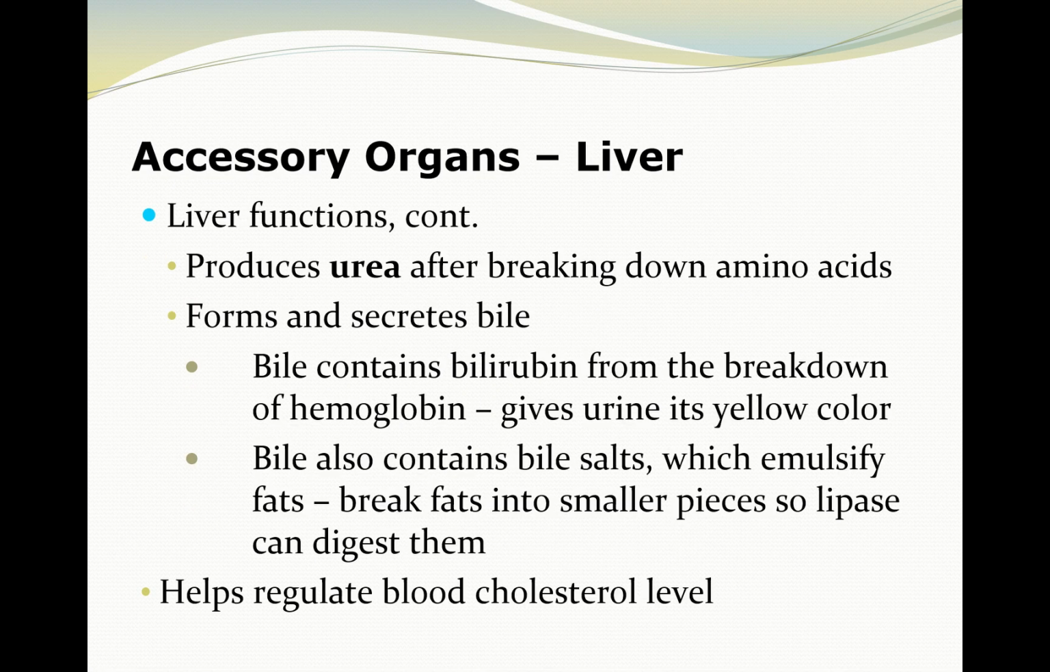All right, so the liver also produces urea after breaking down amino acids, and it forms and secretes bile. Bile contains bilirubin from the breakdown of hemoglobin, and that gives urine its yellow color. Bile also contains bile salts, which emulsify fats, which means they break fats into smaller pieces so lipase can digest them. The liver also helps to regulate blood cholesterol level.